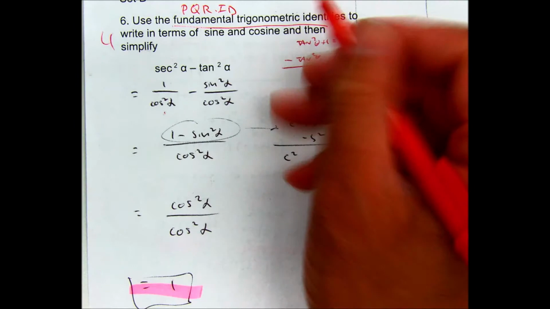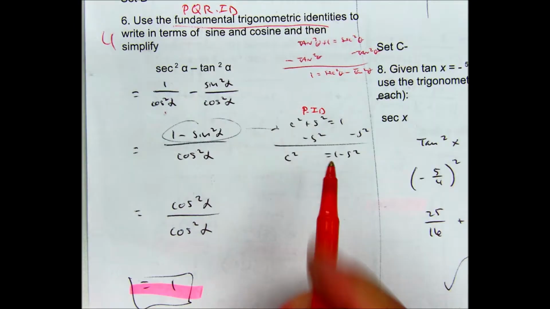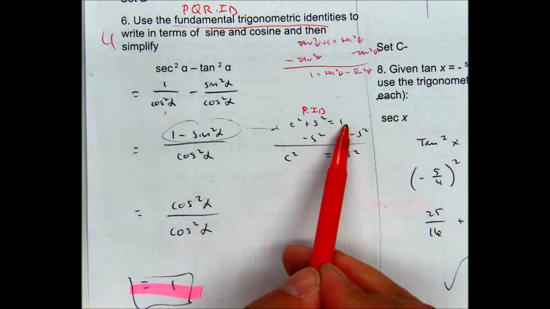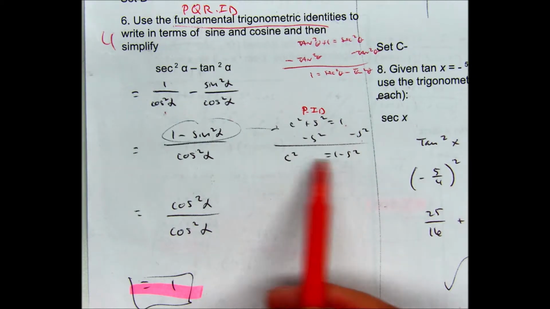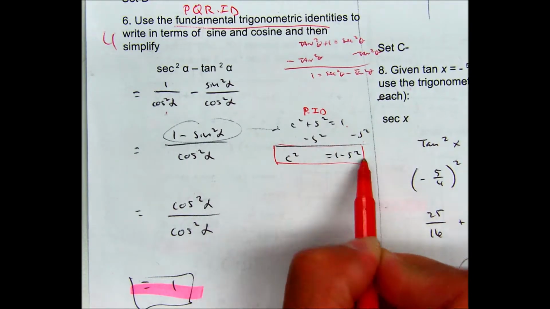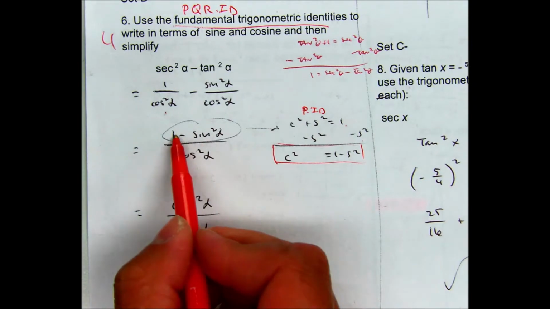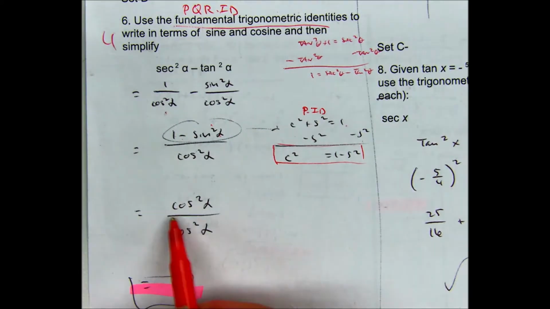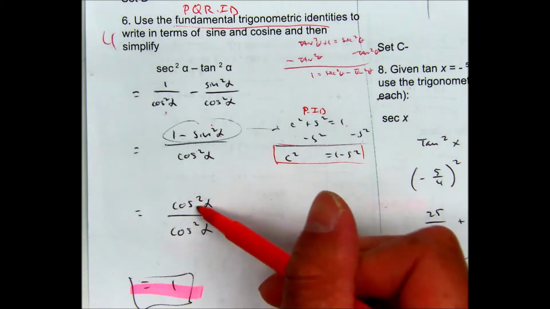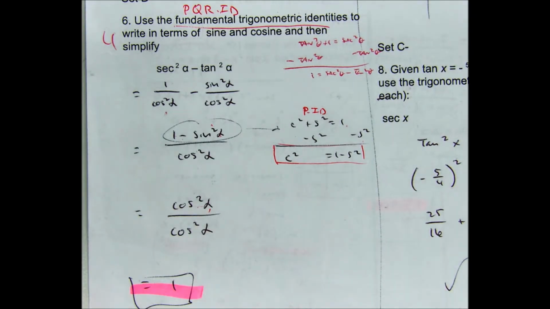I'm going to use the Pythagorean identity here. Cosine squared plus sine squared equals 1. If I subtract sine squared from both sides, I have cosine squared equals 1 minus sine squared. So instead of writing 1 minus sine squared alpha, I'm going to write cosine squared alpha, and the same expression over itself will equal 1.